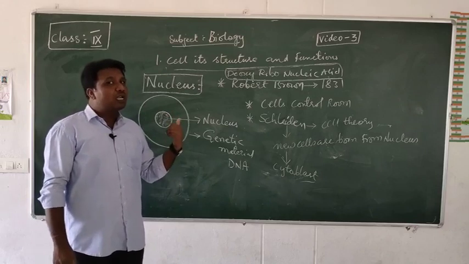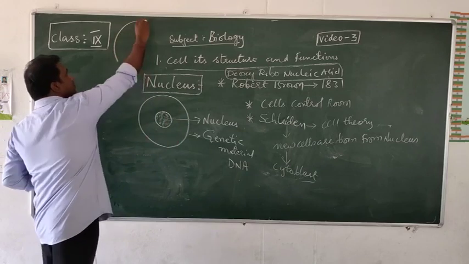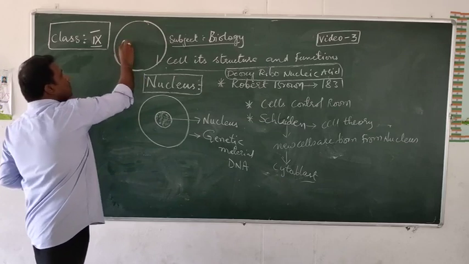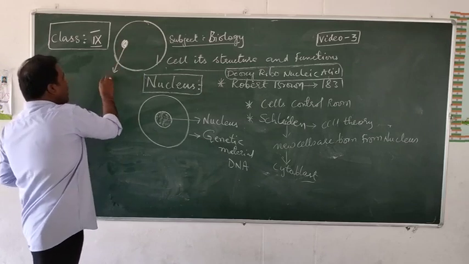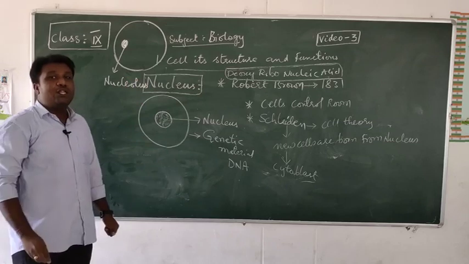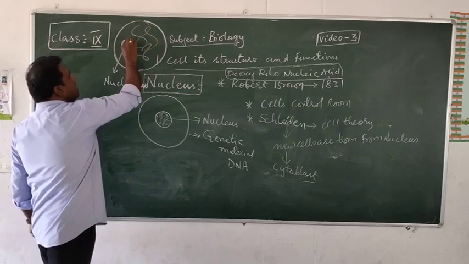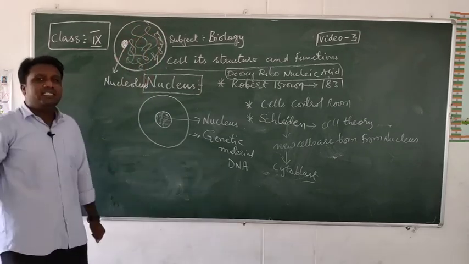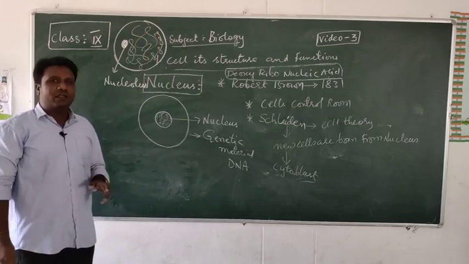And what does the nucleus contain inside? If you take this as a nucleus, inside the nucleus a black staining body will be there. It is called the nucleolus, and along with that, genetic material will be there. What do you call this genetic material? DNA. DNA means deoxyribonucleic acid.